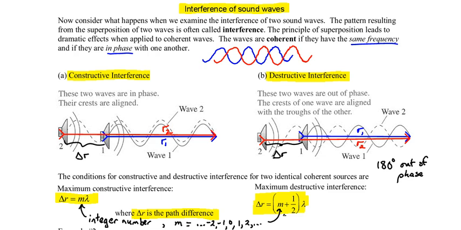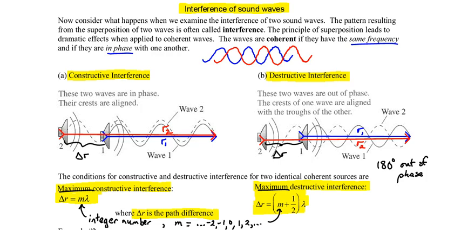Now you do get situations where you get a little bit louder or a little bit softer sounds, and those are both constructive and destructive interference, but we're looking for the condition of maximum constructive or destructive interference. These formulas are not on the AP formula sheet. You have to just understand it.